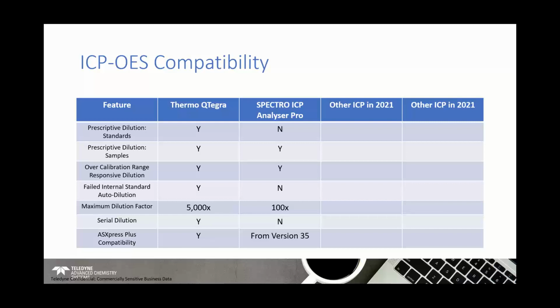For the Spectro instrumentation, we have prescriptive dilution for samples, and we've got the ability to respond to samples that fall outside of calibration range. We've got a dilution factor up to 100x, and it's compatible with the AS Express Plus for operating software versions beyond 35. And as I mentioned, there are other ICP systems coming online with the SDX later in the year.